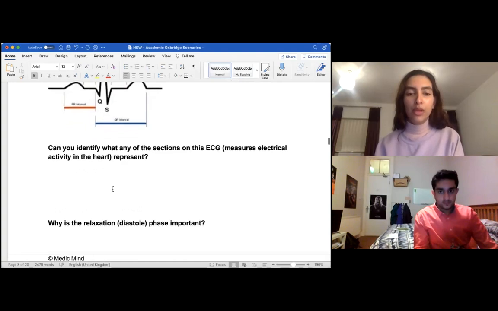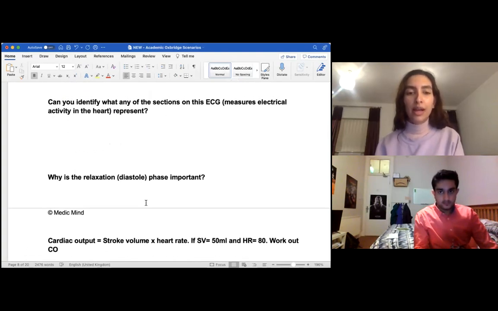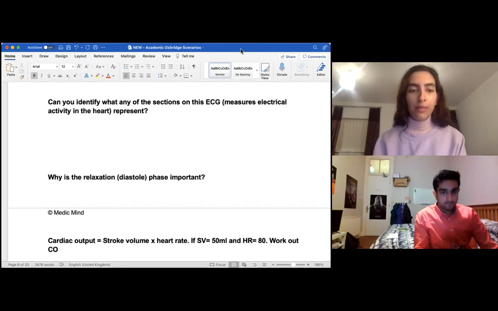Okay. And the next question. Work out the cardiac output. Okay, so stroke volume times heart rate. So it's 50 mils times 80, which is 4,000 milliliters per minute. So 4 liters per minute. Okay. Moving on to the next question now.